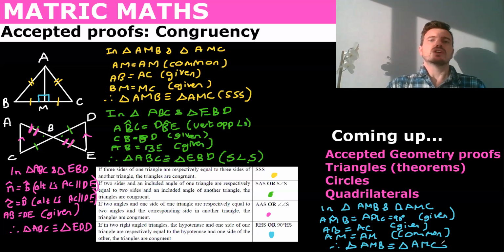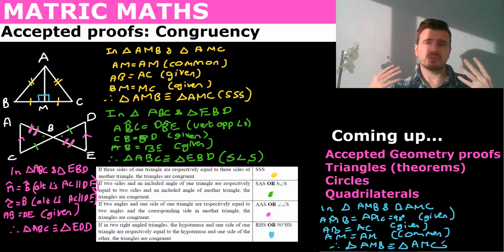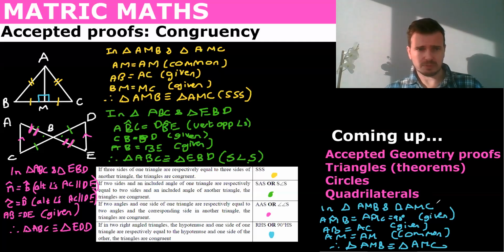Most of you should have found that pretty easy. Might have even skipped to the end because you know it already. But for those of you who don't, I just need to put in my reason for these. So this one would be RHS, and the pink would be, you need to put in angle, angle, side.